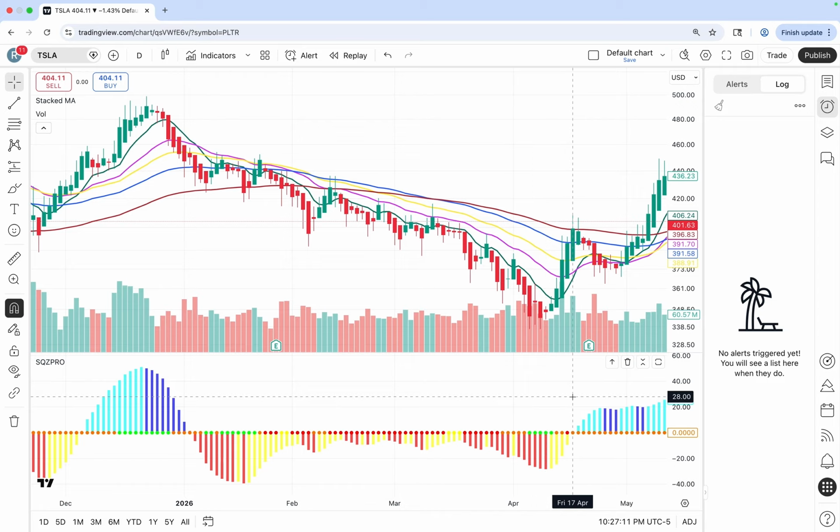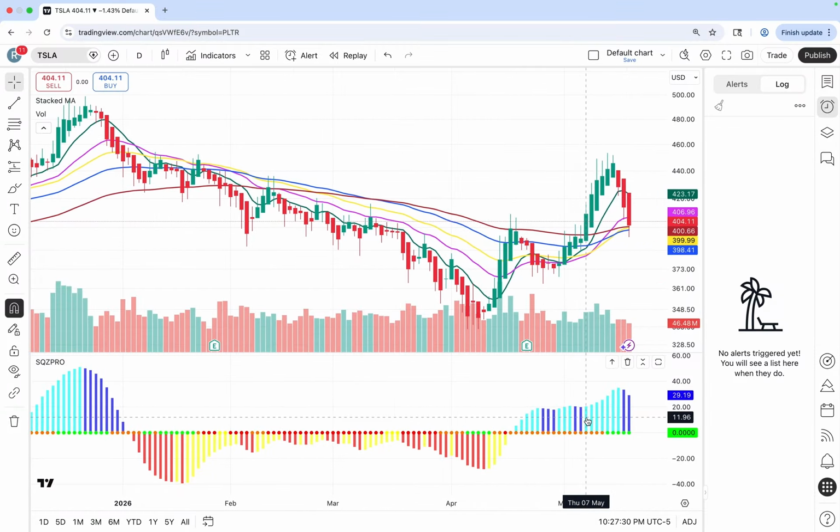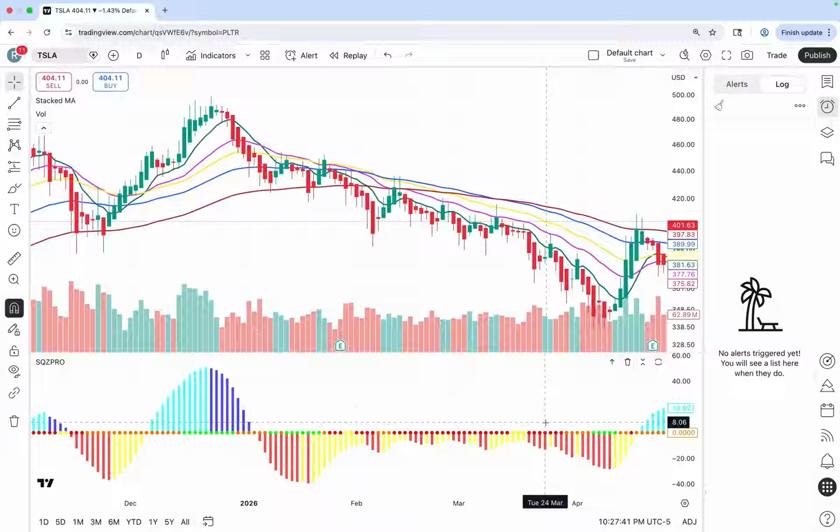as you can kind of see right here in Tesla in April. So we go from bearish momentum, to slowing bearish momentum, to bullish momentum, because you see a lot of cyan. You get some dark blue bars, but you're getting majority cyan light blue bars, which means upward momentum.